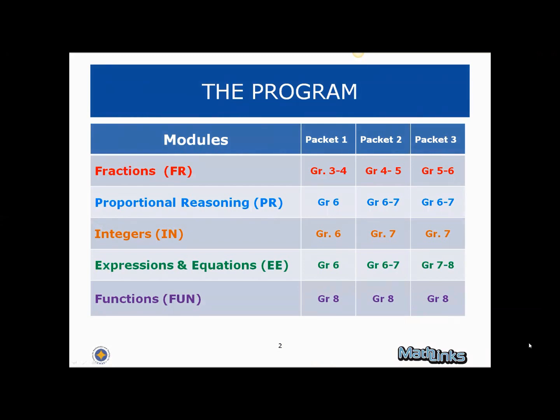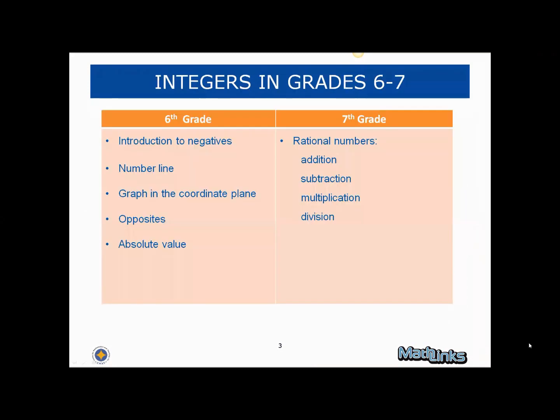MathLinks Essentials is a modular math program where students study the major work of middle school. In this session, you'll learn about the integers module. According to Common Core, students study rational number concepts in 6th grade and rational number operations in 7th grade. In this module, we focus only on integers as we lay a solid foundation for concepts and operations.